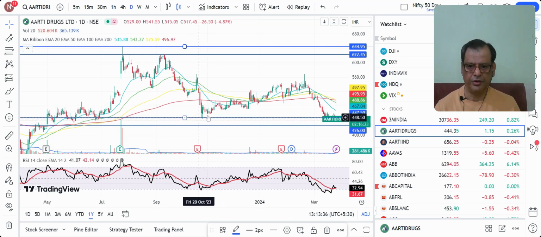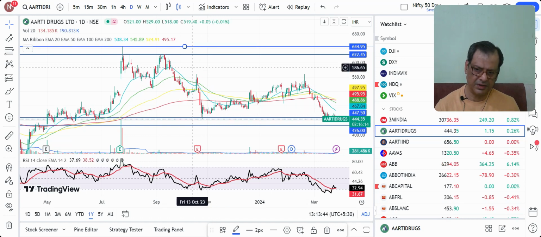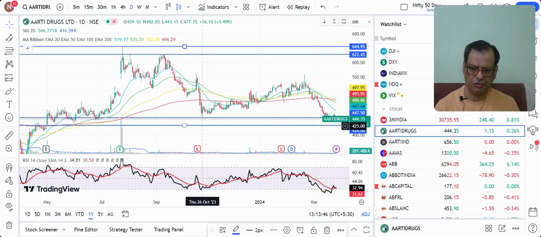because the buyers are so happy here, but now they are not getting a chance. They may buy here. So keep it a few rupees above this. But anyway, you see that the wicks have touched. So if you kept a buy cover order here, you would have made lots of money.